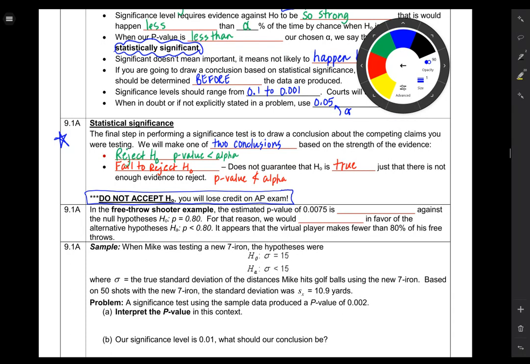In the free throw shooter example, the estimated p-value of 0.0075 is strong enough against the null hypothesis because it is less than that 0.05. So it's strong evidence against the null hypothesis. And the null hypothesis was H sub 0, p equals 0.80. For that reason, we would reject the null hypothesis in favor of the alternative hypothesis, where the proportion was less than 0.80. It appears that the virtual player makes fewer than 80% of his free throws.